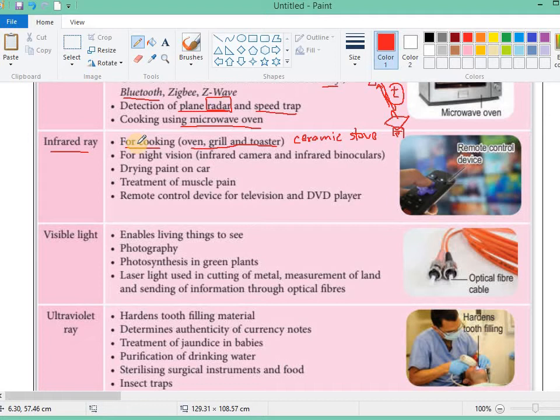That means you have the bulb that produces infrared ray, and then you can cook because the energy of infrared ray, when absorbed by an object, can increase the temperature of the object. Okay, for night vision, infrared camera and infrared binocular.